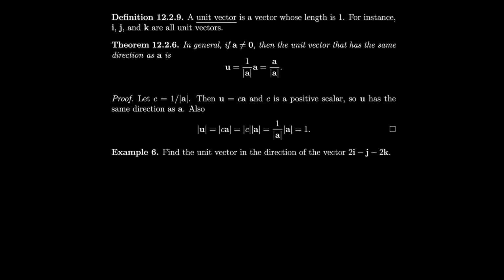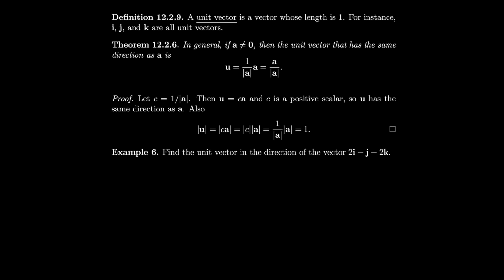A unit vector is a vector whose length is 1. For instance, i, j, and k are all unit vectors. So in general, if we have a non-zero vector a, then we can turn it into a unit vector we'll call u by dividing it by its length, or multiplying it by 1 over its length.